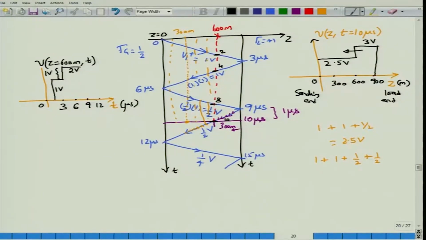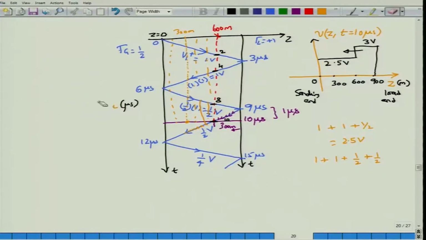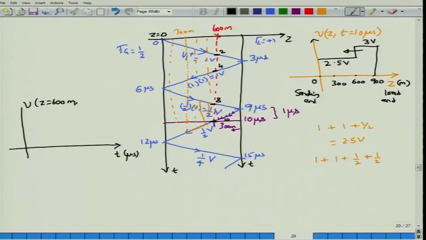So, this is the jump of 1 volt that we have, and this would happen at 4, sorry, let me redraw this one on a slightly bigger scale. Okay. So, let us draw here. What I am looking at is the voltage as a function of time, T in microseconds, the voltage at Z equal to 600 meters as a function of time up to 12 microseconds, but we anyway have seen that up to 10 microseconds is sufficient. So, 3, 6, 9 and 12, because no change happens at 12.